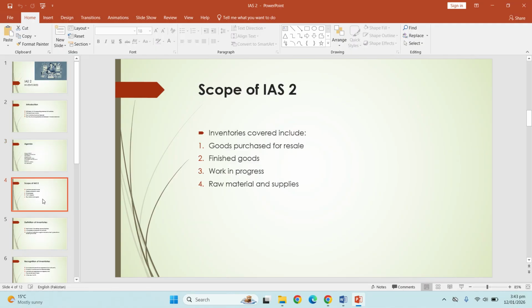Moving to the scope of IAS 2, IAS 2 applies to most inventories like raw materials, work in progress, finished goods, and goods held for resale. It doesn't apply to construction contracts, financial instruments, or biological assets related to agriculture. This is important because these items are covered by other standards.